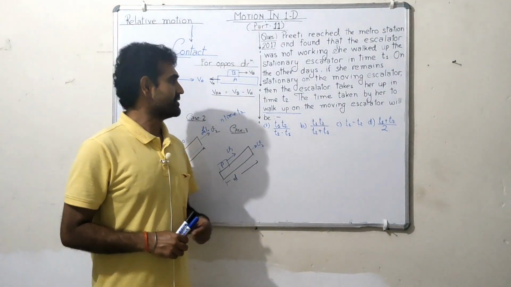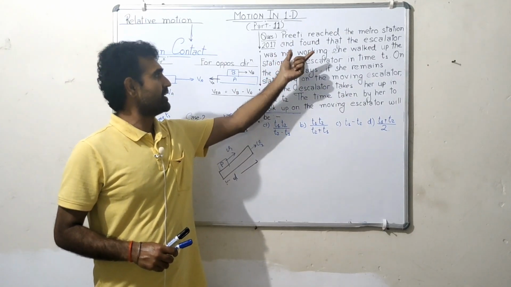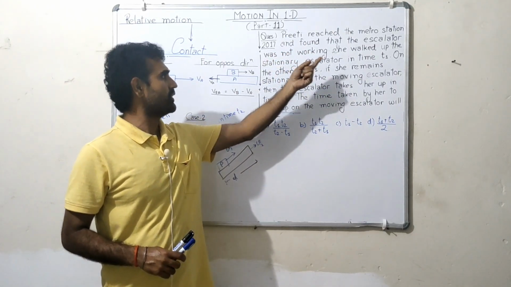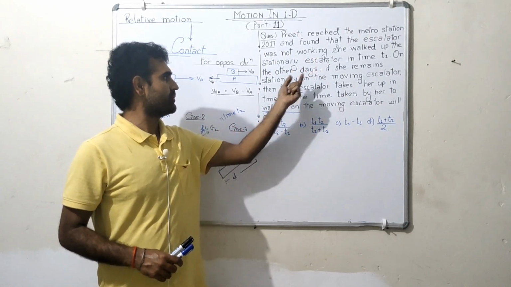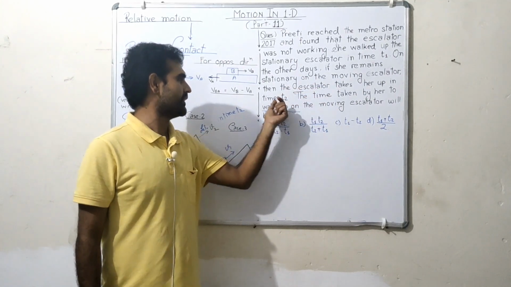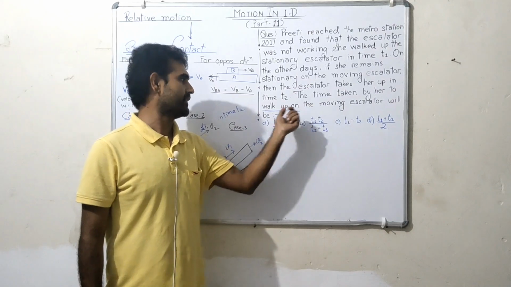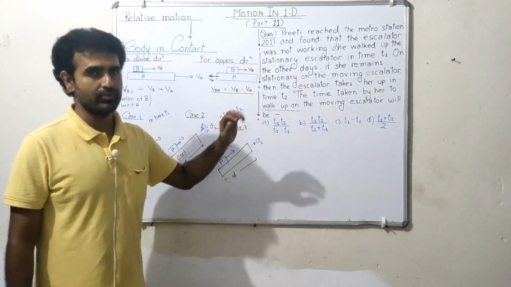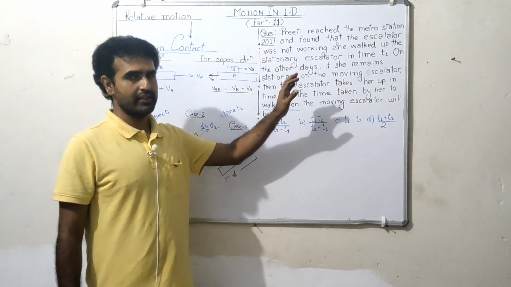Welcome back. Let's see the question. Preeti reached the metro station and found that the escalator was not working. She walked up the stationary escalator in time t1. On the other days, if she remains stationary on the moving escalator, then the escalator takes her up in time t2. The time taken by her to walk up on the moving escalator will be. This question seems to be long. It has come in NEET 2017, but it's a very easy question.